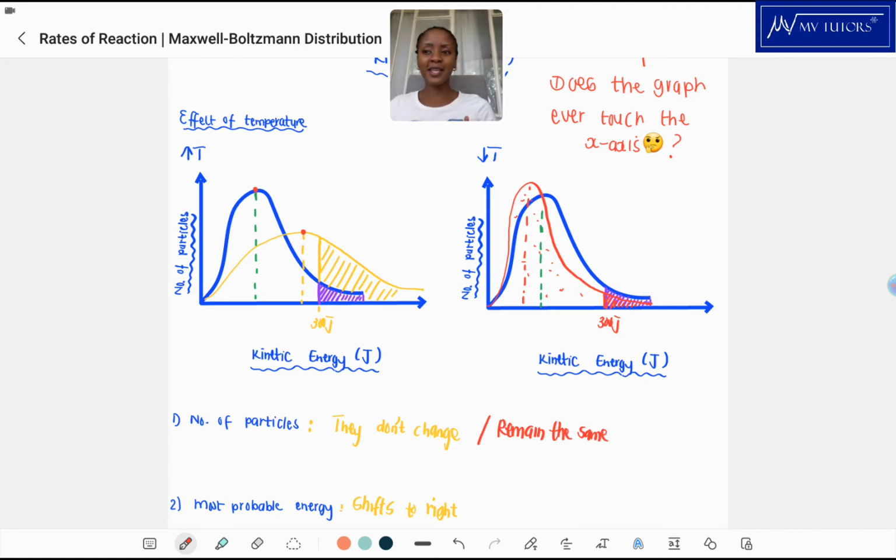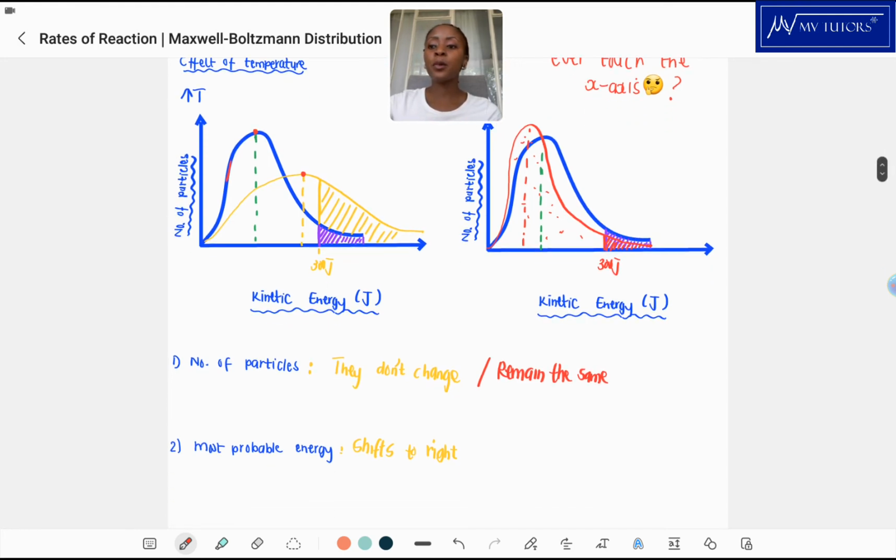So what I forgot to say, if the number of particles remain the same, it means the area under the graph will always be the same. Okay, so if the area was like 5 meters squared for the original graph, the blue graph, it will be 5 meters squared if you increase temperature or you decrease the temperature. Okay, so the number of particles, they remain the same. What happens to the most probable energy? Well, it shifts to the left if you decrease temperature.